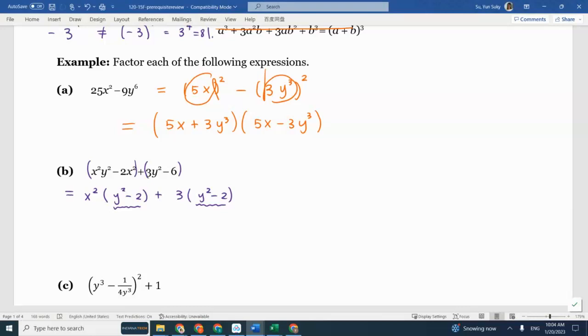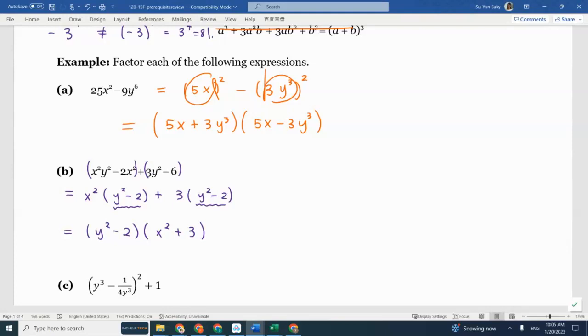Here we have 2 terms. Terms are separate. Okay, so this is 1 term. It has this factor and this factor. So these 2 terms have a common factor, y squared minus 2. And now what's left? X squared plus 3. Yeah, x squared plus 3. Very good.